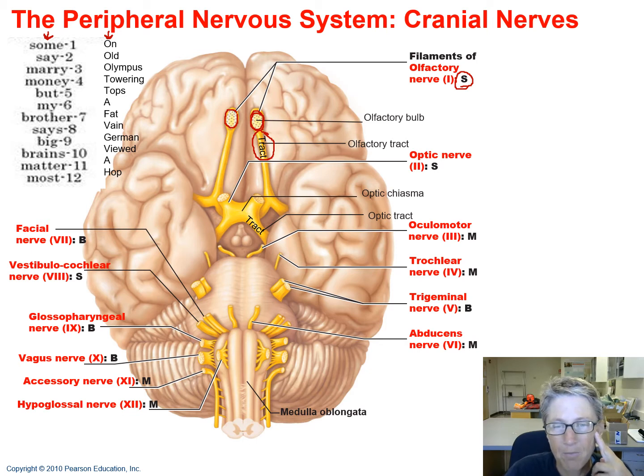And then here's the optic nerve. The optic nerve, cranial nerve 2, is purely sensory. And you also have this structure called an optic chiasm. So this area here is the optic chiasm, and you have an optic tract. But the optic chiasm and the optic tract are not the optic nerve, but they are structures associated with the optic nerve.